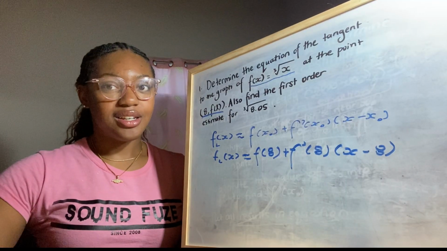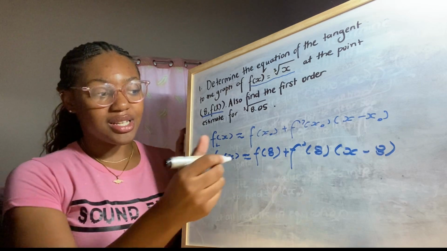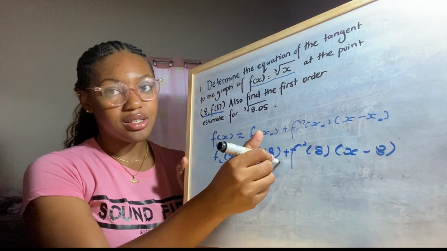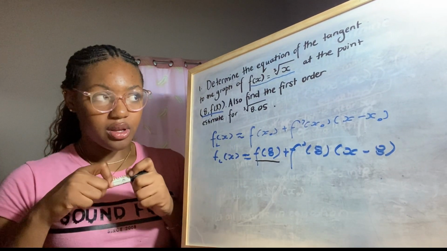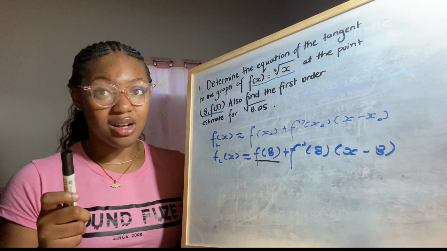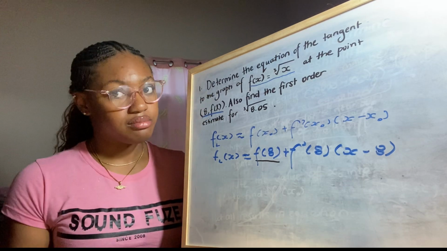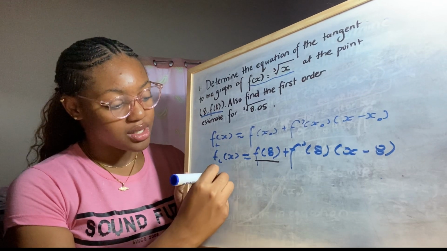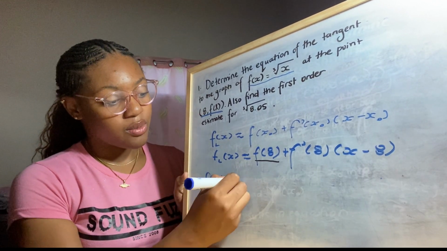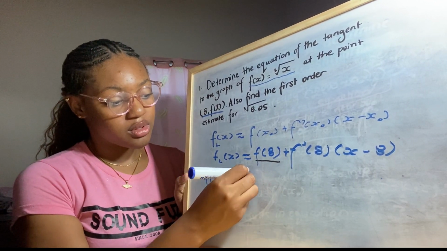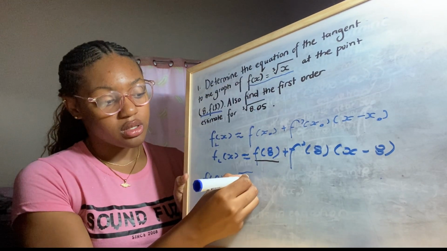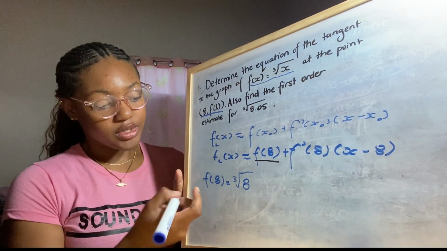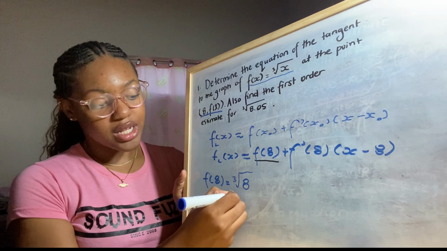Next, we want to find what is f of 8. We're going to go to our second step. Substitute x naught into f, the function. So we want to find what is f of 8. We're going to just substitute normal. So where was the x right here? We're going to put 8. And the cube root of 8 is simply 2.